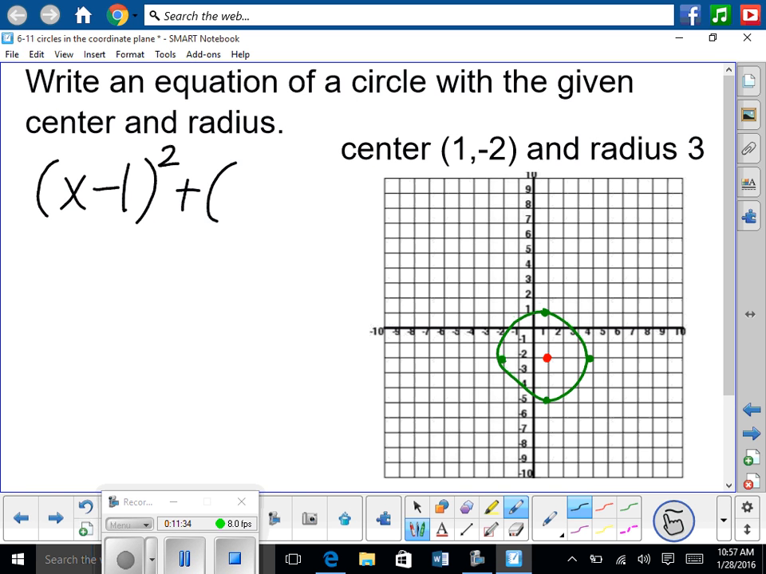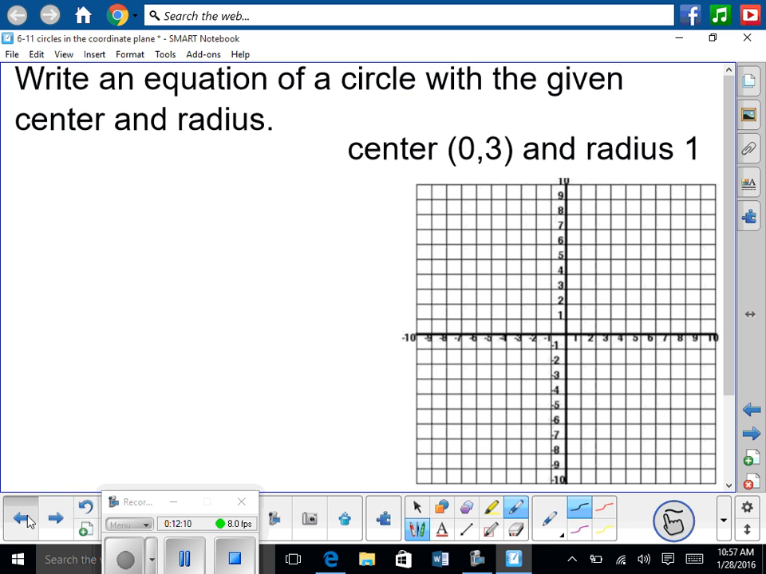What was our shift up and down? We went down 2, so it's going to be add 2. (y plus 2) squared. If you forget the squared, it's not a circle. And that's equal to our radius squared, so it's equal to 3 squared. What is 3 squared? 9. So I'm not going to write 3 squared, I'm going to write 9. That's the equation of my circle. We went right 1, down 2, because you go the opposite. Does everybody understand that one? Let's look at another one.